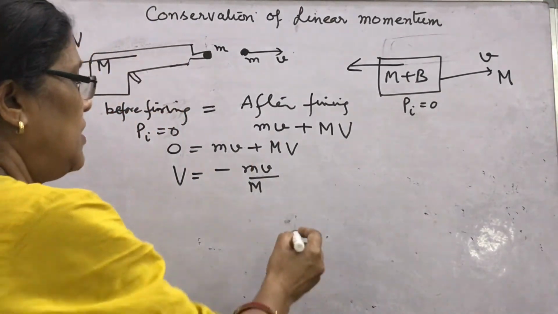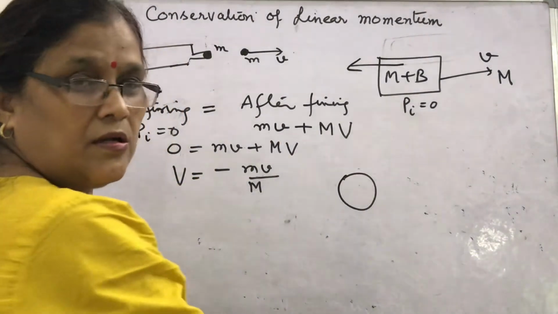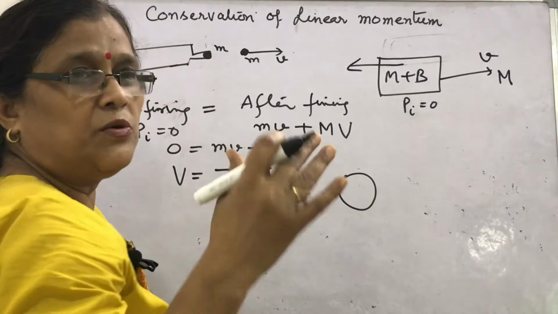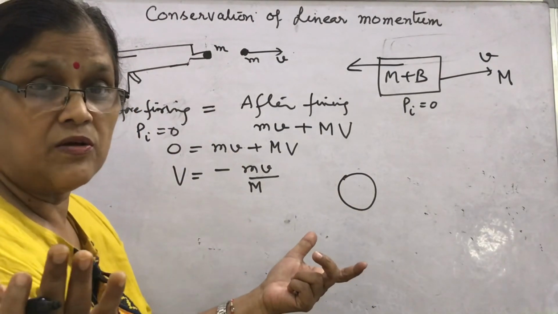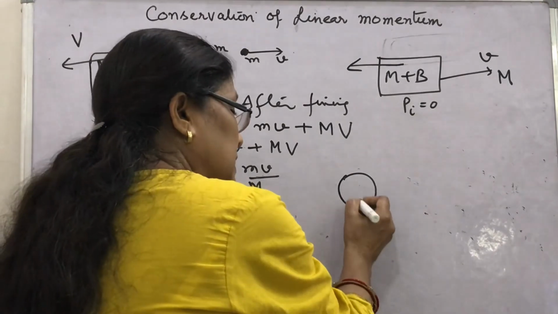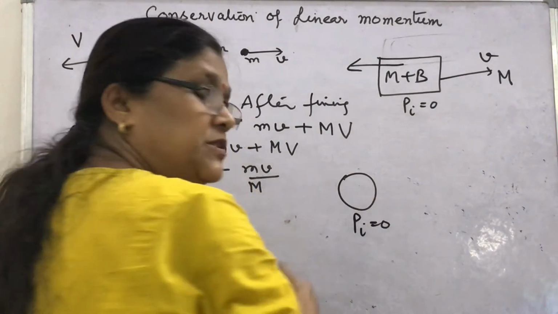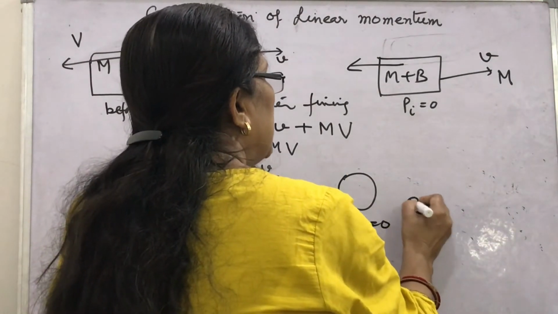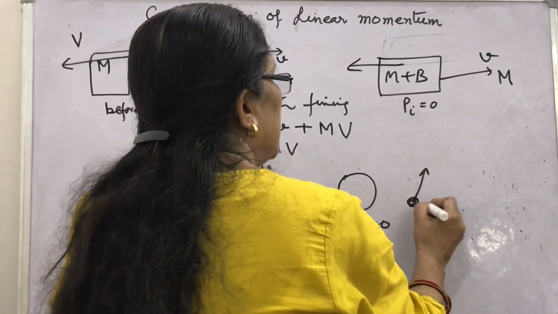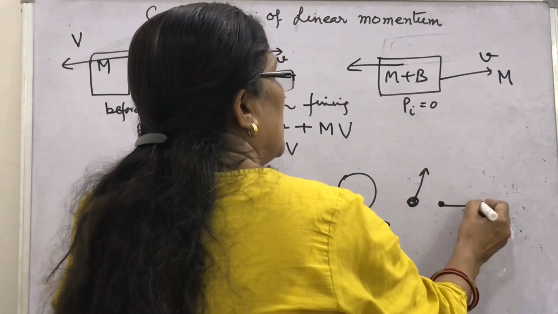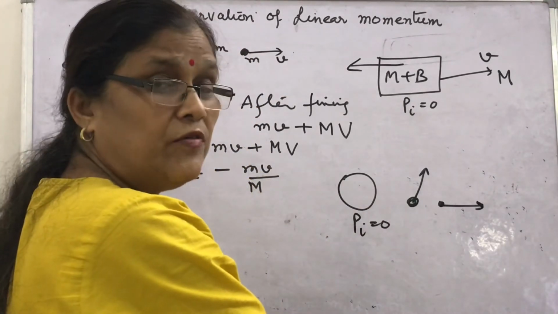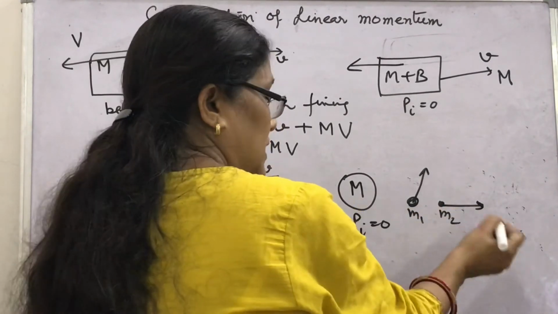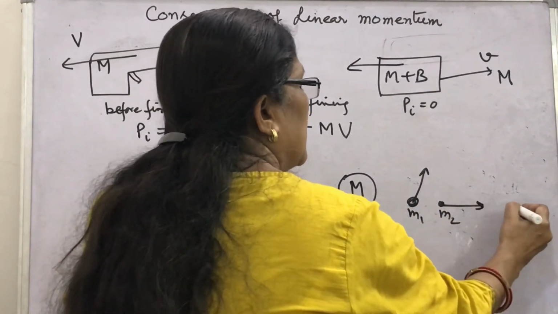Explosion of bombs. Suppose this is any heavy particle, it explodes into 1, 2, 3, 4 or many fragments. What will happen? Since it is at rest, its initial momentum is also 0. After explosion, what will happen? Suppose one fragment is in this direction, other fragment in this direction. What will be the direction of the third one? How will you find? If this is the mass m, this is m1, this is m2, the other mass will be m3. Then how will you draw?